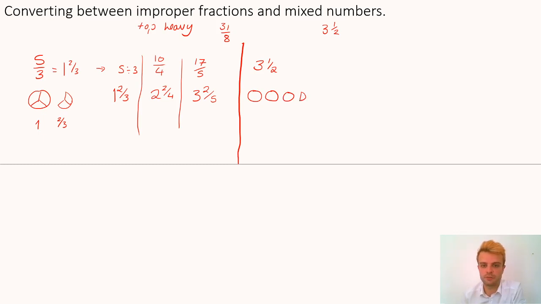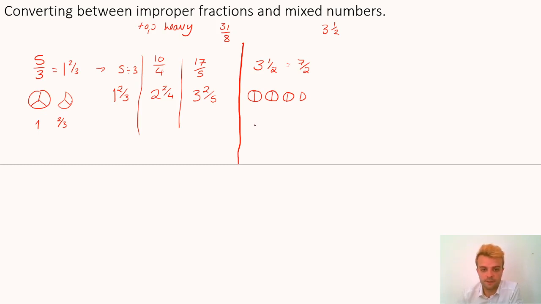So I've got 3 wholes and then 1 half. And if I actually draw the halves in here, we could just count them. We've got 1, 2, 3, 4, 5, 6, 7 halves. We've got 7 halves. So again, that's a nice picture that explains how they're the same thing, but that's not how I recommend working it out if you have to.